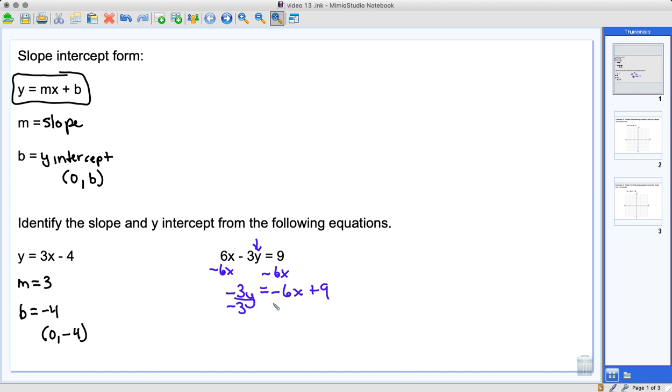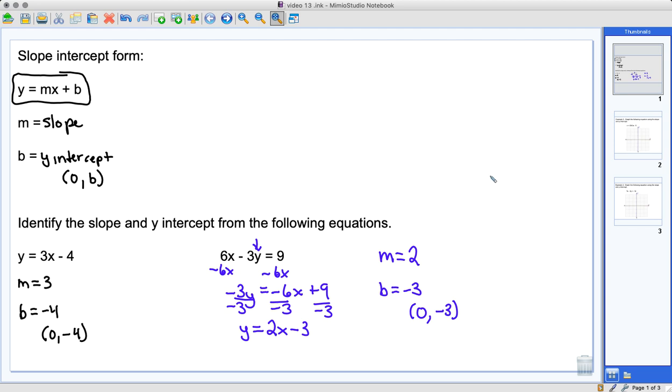And then divide all the numbers by -3. So you get y equals -6 divided by -3 is 2x, and positive 9 divided by -3 is -3. Now we're in y equals mx plus b form. So m is 2, b is -3, and when we plot it, (0, -3).